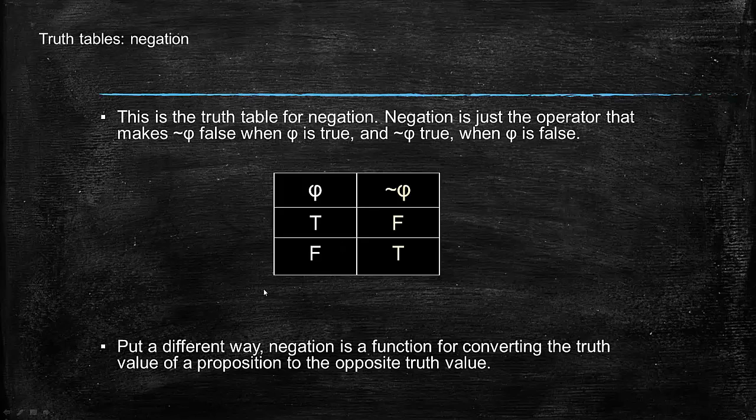Okay? So one way we can say this is that negation is a truth function that converts the truth value of a proposition to the opposite value. So not turns true into false and false into true. So if I have a proposition like I am hungry, if that's true, then it's not the case I'm hungry is false. All right?